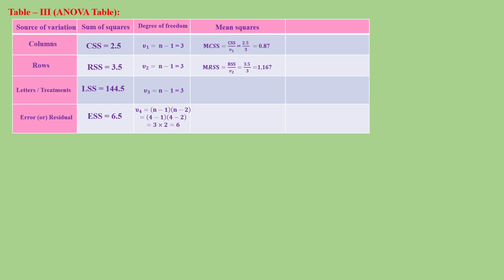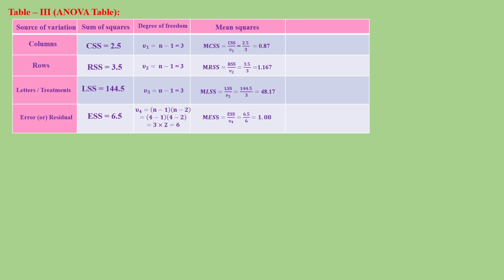Then mean sum of square: column 0.87, formula is CSS by V1, right? Then mean row sum of square, RSS by V2, 1.167. Then mean letter sum of square or treatment sum of square, LSS by V3, 48.17. Then mean error sum of square, ESS by V4, 1.08.